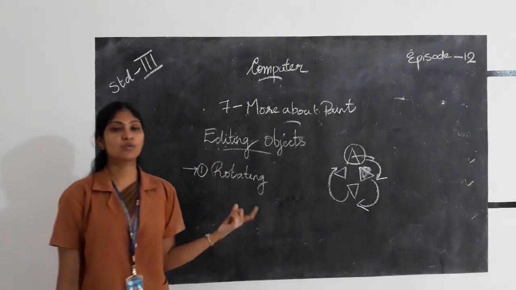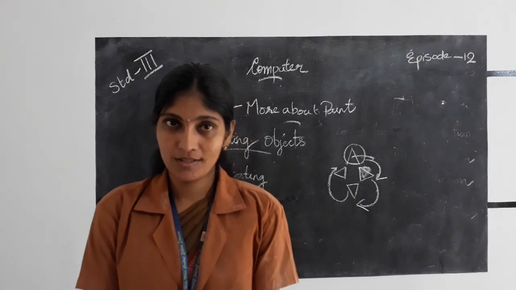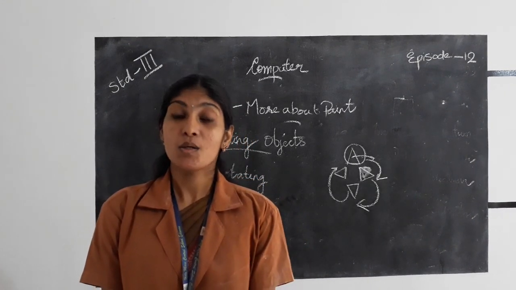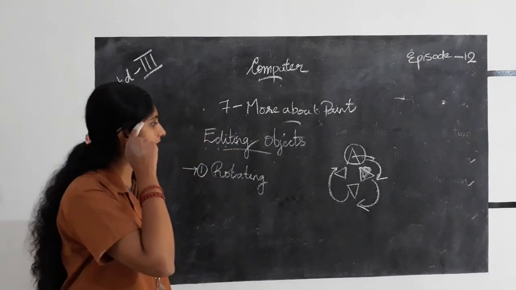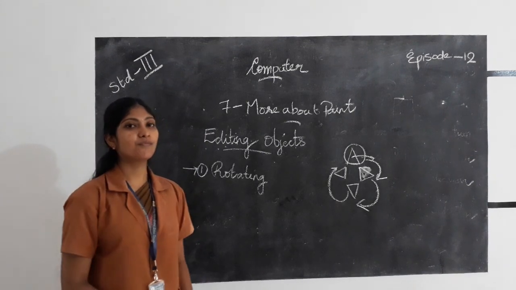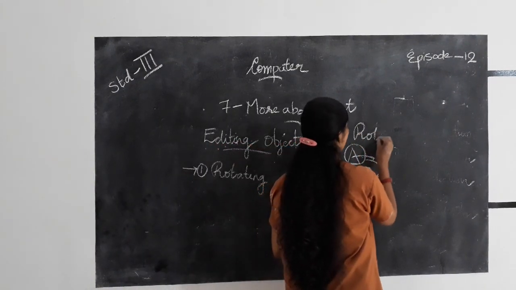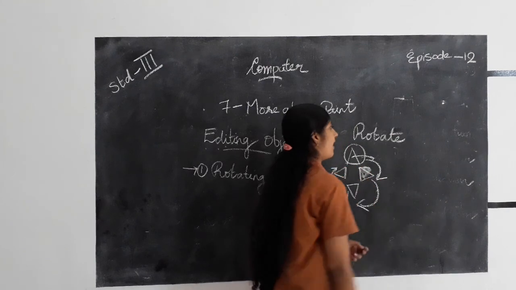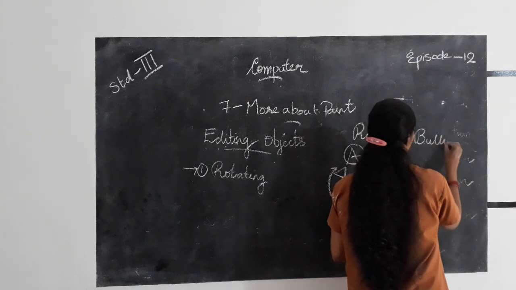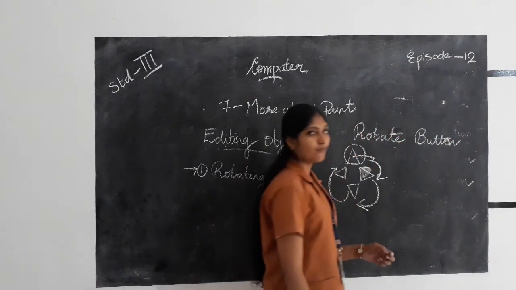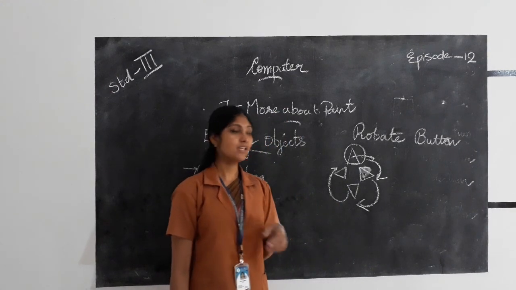So let's do it. How to rotate a picture? This is the rotate button. The rotate button is used to rotate the whole picture or a selected part. There is a button present in the Paint software. What is its name? Rotate button, R-O-T-A-T-E, B-U-T-T-O-N. So what is the use of a rotate button? It is used to rotate the whole picture or the selected part.